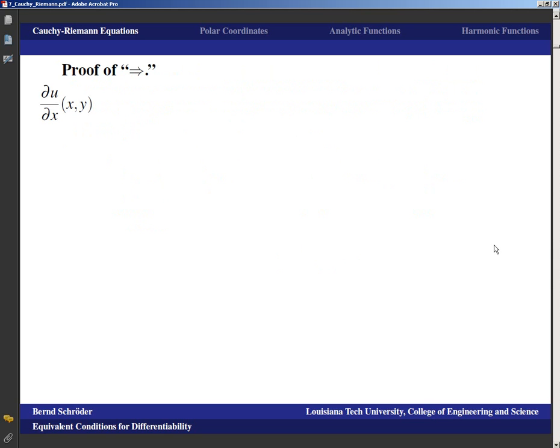Okay, so we assume that the function is complex differentiable, and we just start computing partial derivatives here. du/dx at (x,y). Well, what is that? As a difference quotient, remember, y acts like a constant, which means this is the limit as t goes to x of u(t,y) minus u(x,y) divided by t minus x.